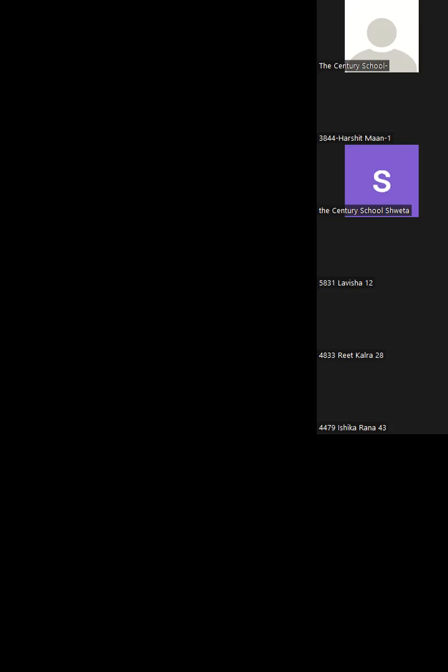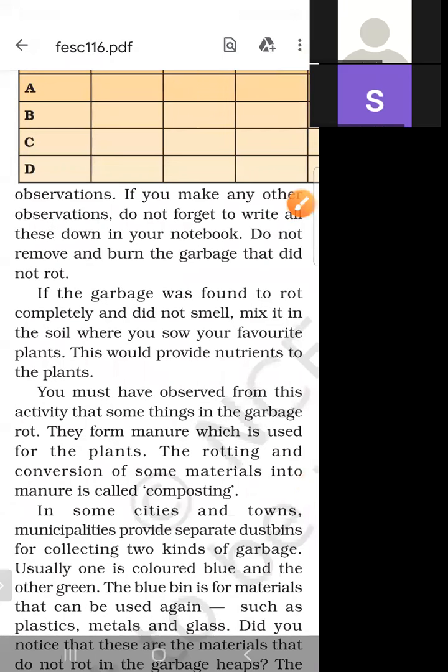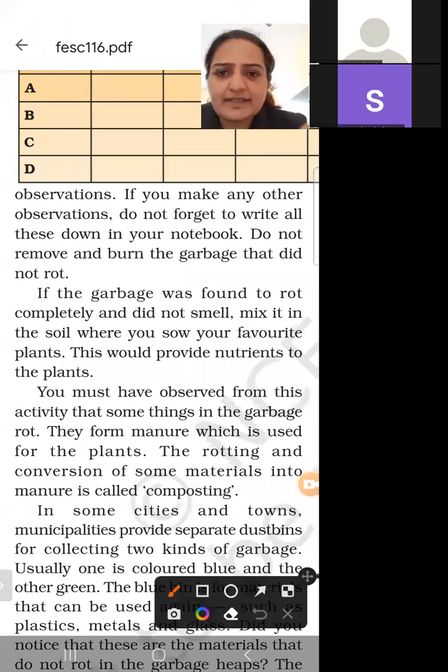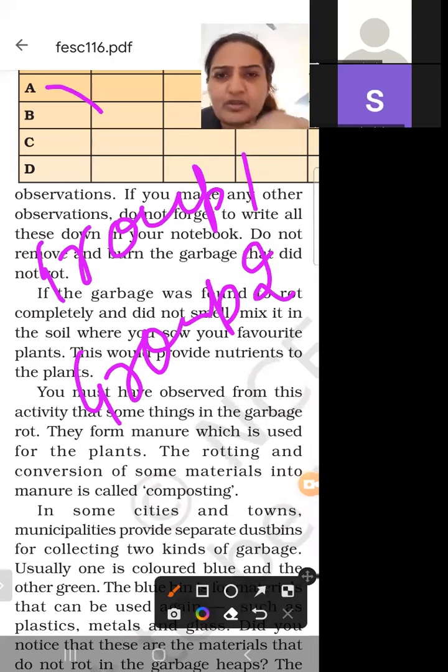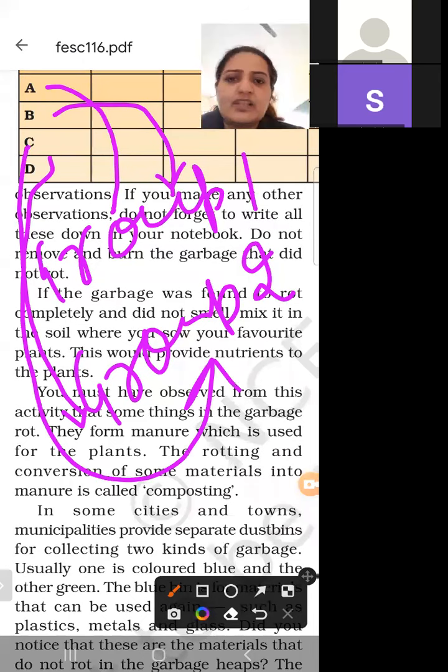And second is group two. In the group, we take two heaps, A and B. In group two, C and D, these are heaps from group two. So we divide what we have studied in the last lecture. Group one and group two, and group one is divided into two heaps, A and B, and group two is divided into two heaps, C and D.